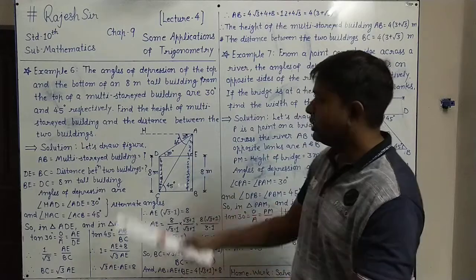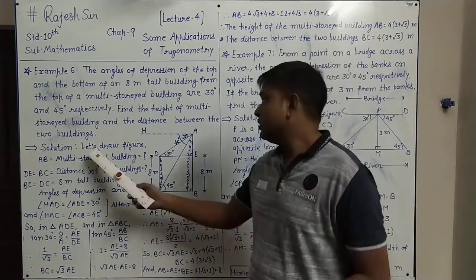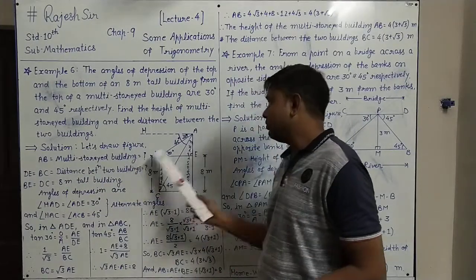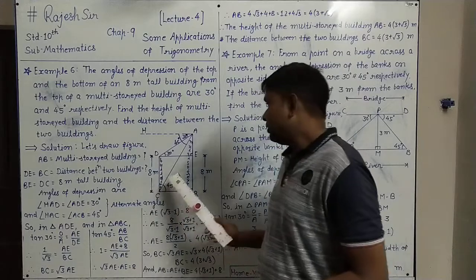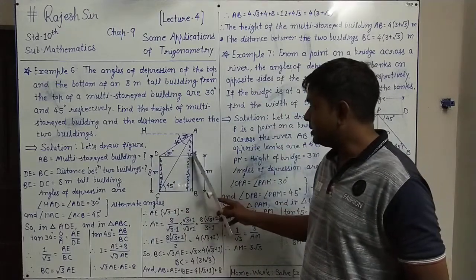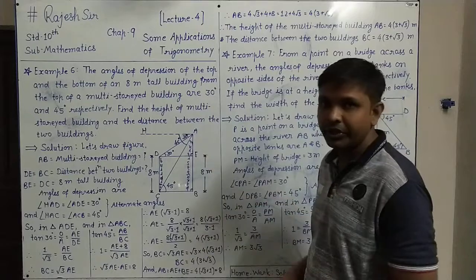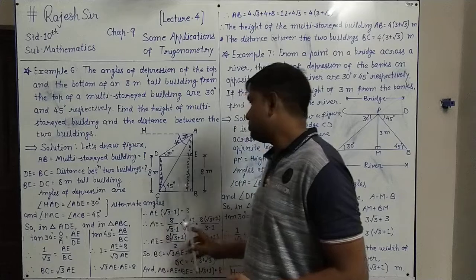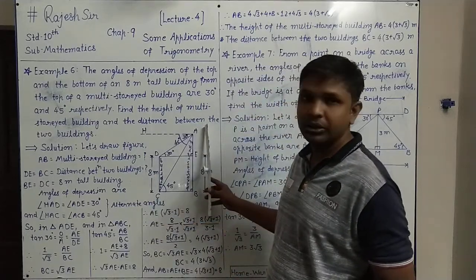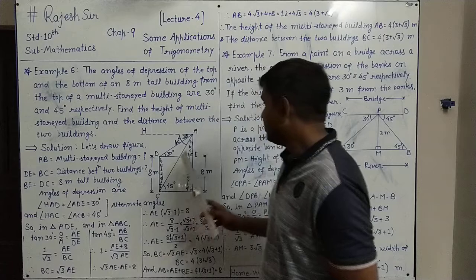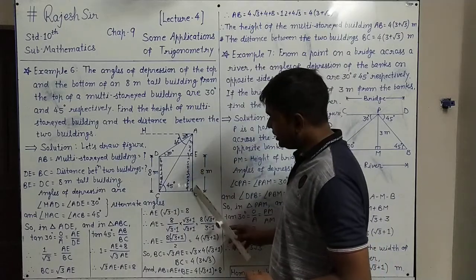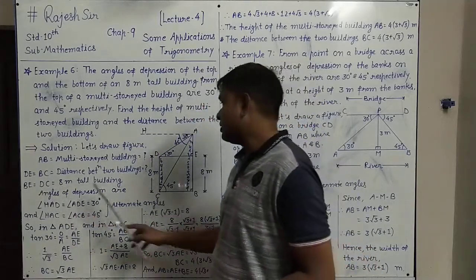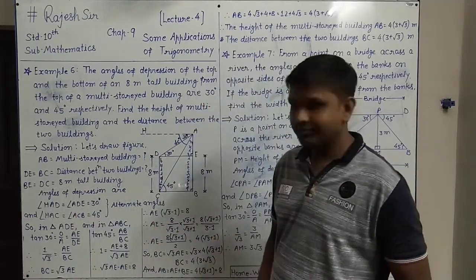So here we will explain the figure. Let's draw the figure. First we draw this way, and let AB be the multi-storied building whose height we want to find out. Here one thing is obvious, that DE equals BC. From the figure you can see it is obvious that DE equals BC, and BC is actually the distance between the two buildings, which we also want to find out. Next, the obvious thing is BE equals DC, and DC is actually the 8-meter tall building.